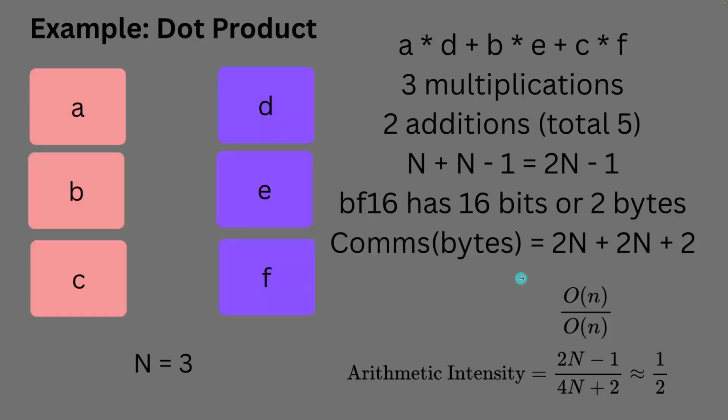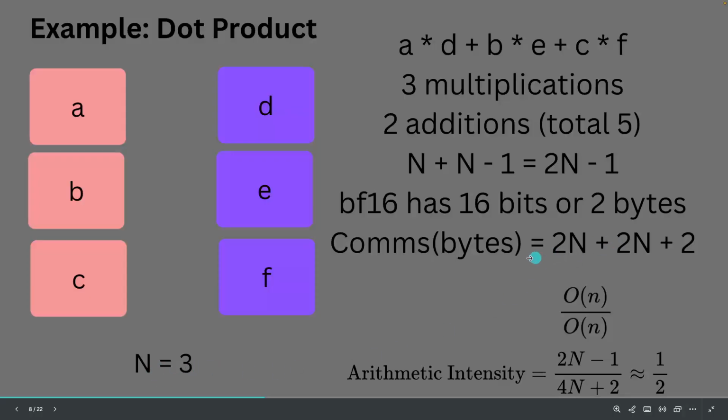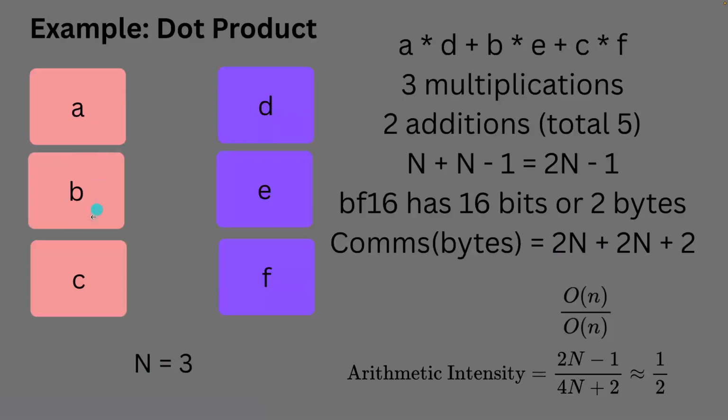Now communication bytes, or how many bytes you need to transfer. BF16 has 16 bits or 2 bytes, 1 byte equal to 8 bits. And the total communication is, you need to read, here n is equal to 3, so each one is BF16. So you need to read 2n bytes and another 2n bytes. So a total of 4n bytes you need to read, and then you just write back one answer. This materializes into only one scalar value and you need to write it back.